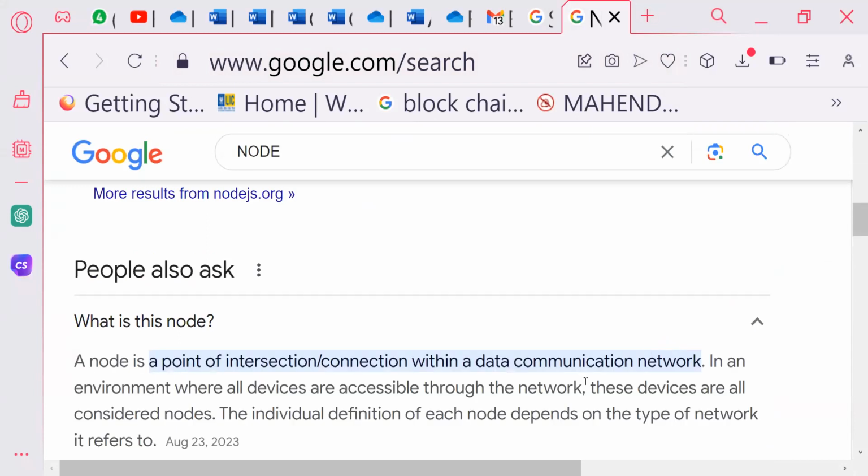What is this node? Are you seeing the content on the screen now, Sabrish? Yes, sir. Yeah, please read. A node is a point of intersection or connection within a data communication network. In an environment where all devices are accessible through the network, these devices are all considered nodes. The individual definition of each node depends on the type of network it refers to.